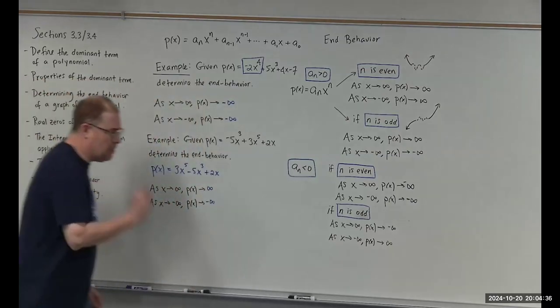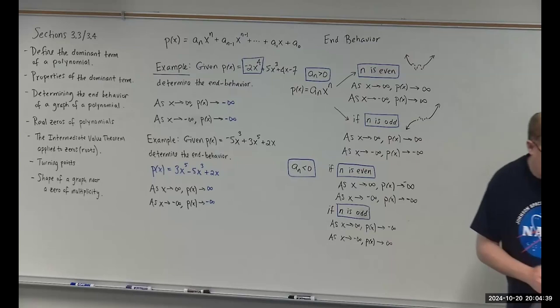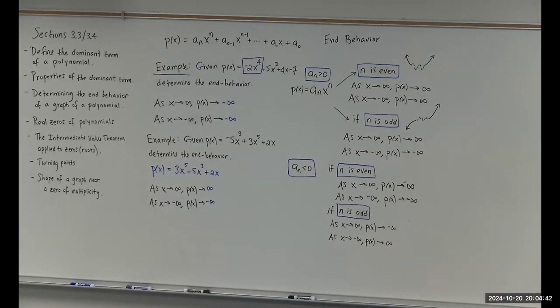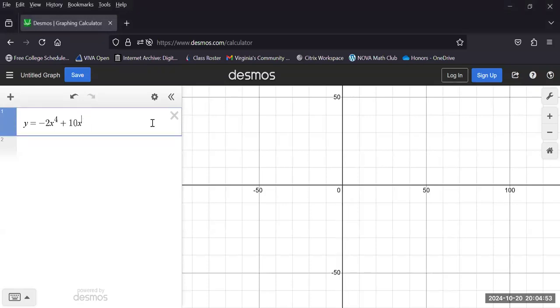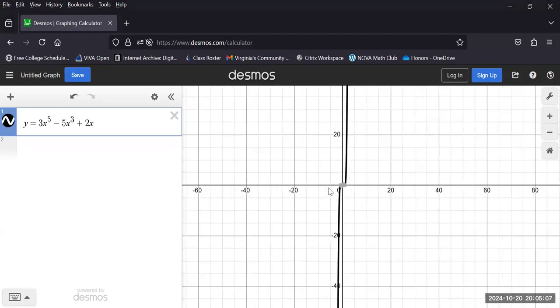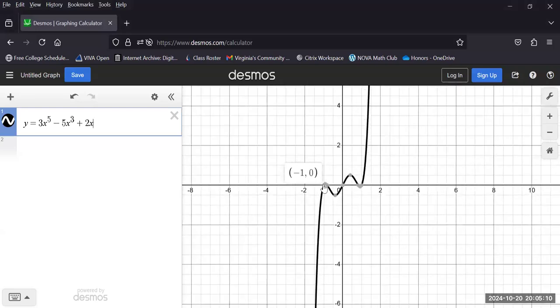Let me show you the plot of this one. That's a nice thing about this: we don't have to look at the graph to determine this information. I just want to show you, it's nice to see the result as a confirmation. So there it is. Again, it doesn't tell you what's happening in between. It only tells you the long-term behavior.